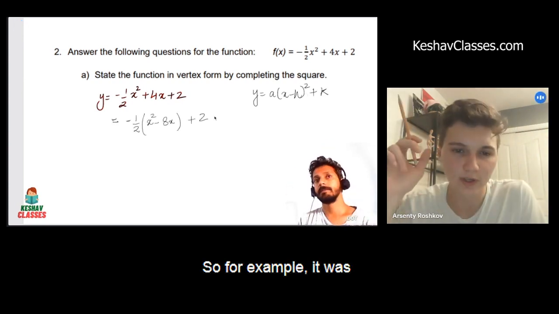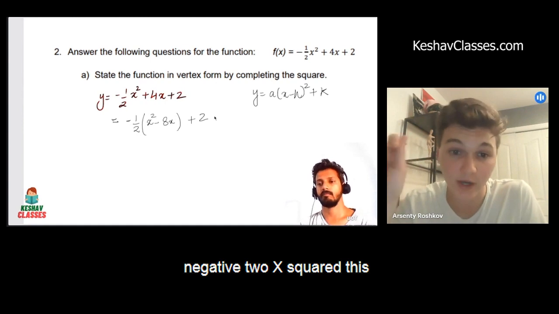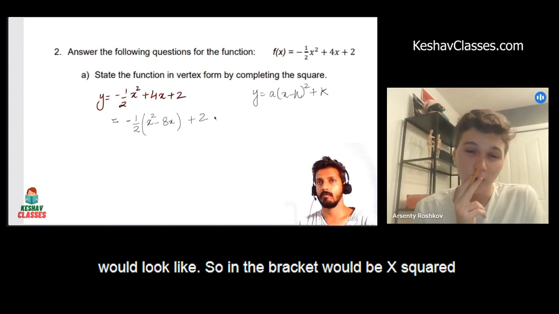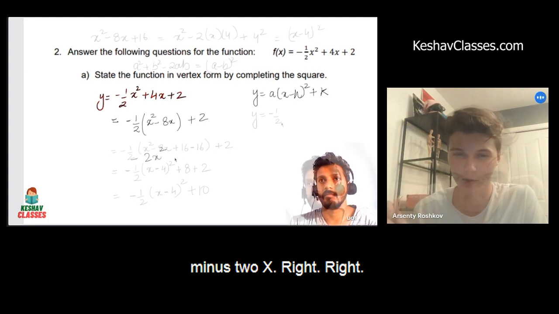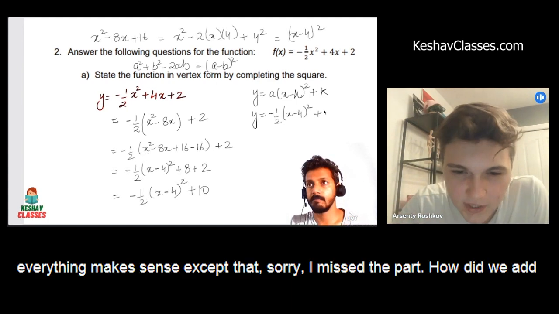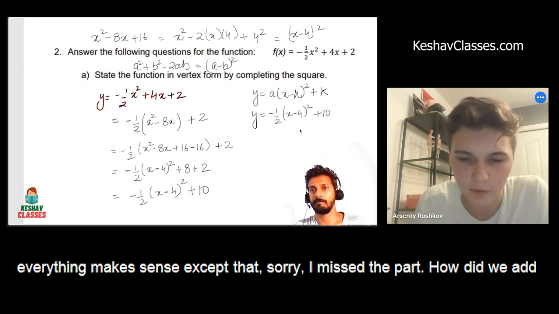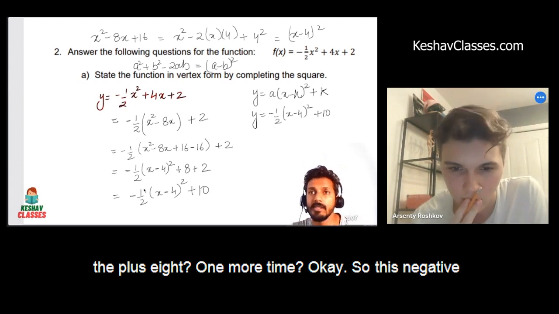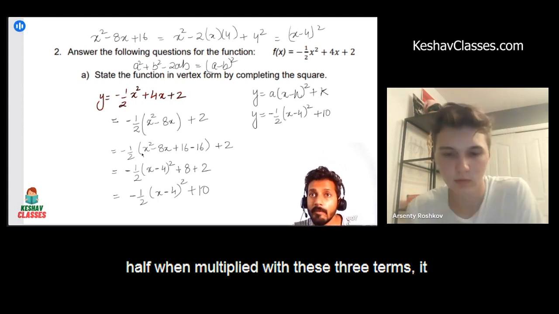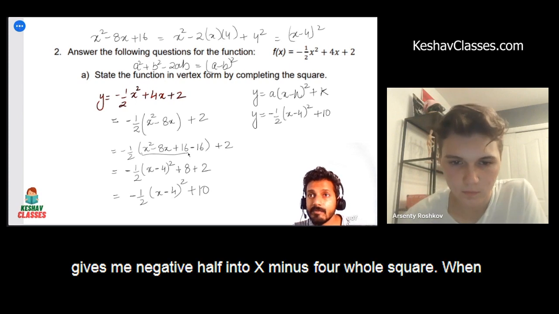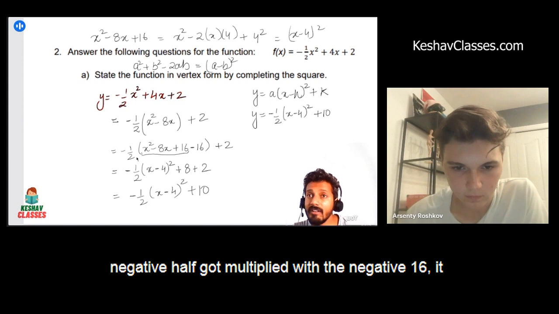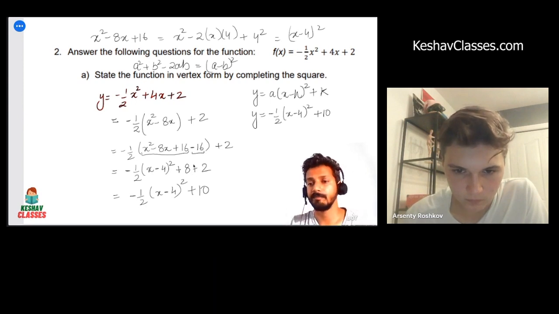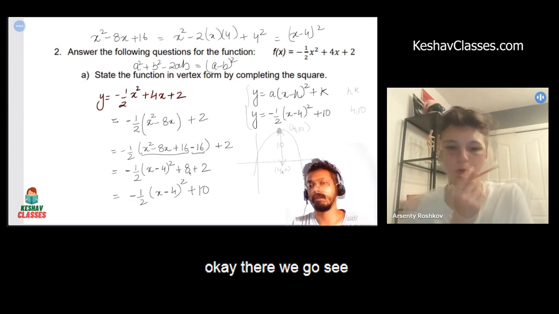All right. So if, for example, it was negative 2x squared, in the bracket it would be x squared minus 2x, right? Right. Everything makes sense except, sorry, I missed the part. How did we add the plus 8 one more time? Okay, so this negative half, when multiplied with these 3 terms, gives me negative half into (x minus 4) whole squared. When negative half got multiplied with negative 16, it gave me positive 8. Okay, there we go, I see.